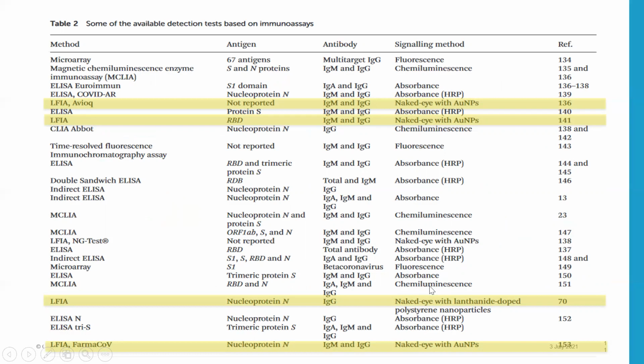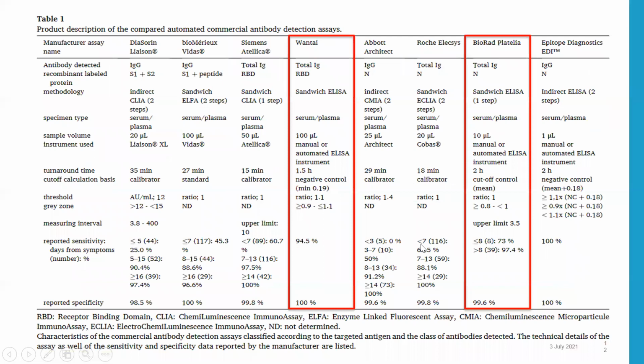Now, of course, in table 2, you can see some of the available detection tests based on immunoassays. And you can see that several of them use the lateral flow platform, and they have different antigenic targets or antibody targets as well, and use the technologies we have previously discussed. And here in this table, this is the more sophisticated form involving automated commercial antibody detection kits.